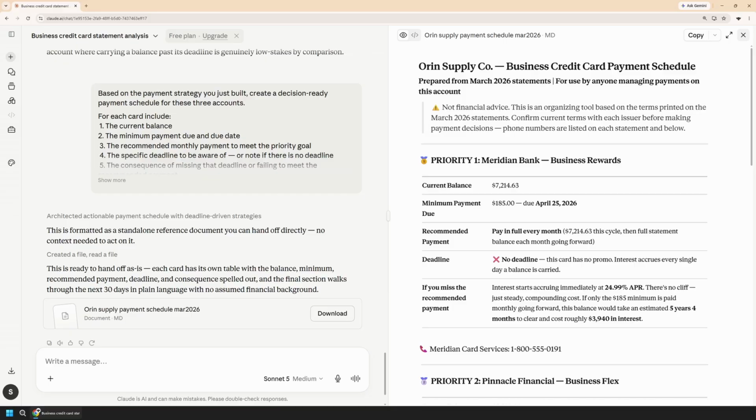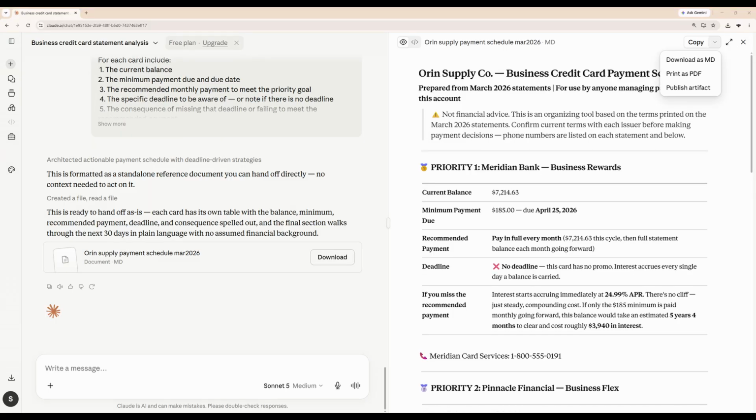So what do we do with it? You have 2 options right now, and both work. Option 1, download it as a PDF directly from Claude. 1 click. That button is right there on the artifact. Print as PDF gives you a clean, formatted file you can save, share, or print. If PDF works for your workflow, that's all you need. You're done.